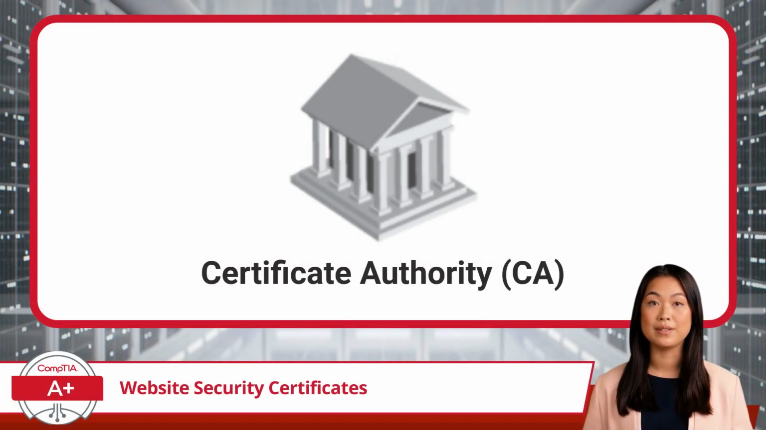So how are certificates acquired? Certificates are issued and managed by trusted third-party entities known as certificate authorities, or CAs. These CAs act as digital notaries, verifying the identity and authenticity of a website. When a website owner wants a certificate, they go through a validation process with the CA. The CA will verify the website owner's identity and domain ownership to ensure they are legitimate. Once the validation is successful, the CA issues a digital certificate containing the website's public encryption key and other essential information.